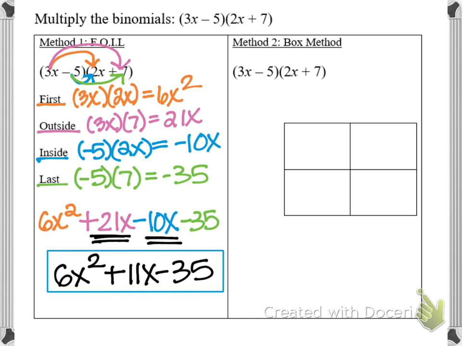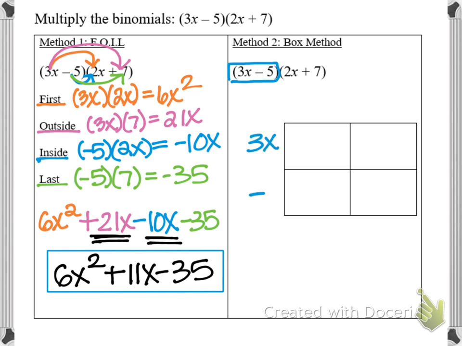Let's look at method 2. Method 2 is called the box method. We're going to get the same answer, but it's just a different method depending on how you want to approach the problem. So in the box method, we're going to take the first binomial and we're going to write the terms on the side of the box. Notice you have to create a box that's a 2 by 2.